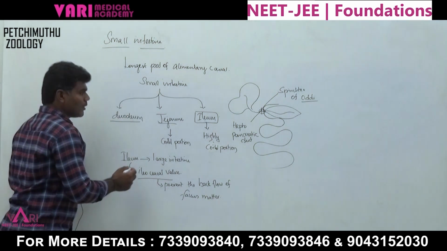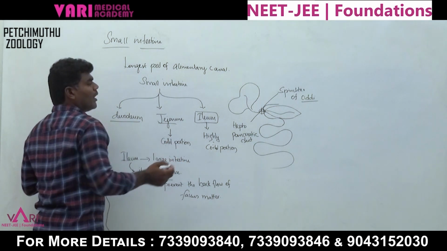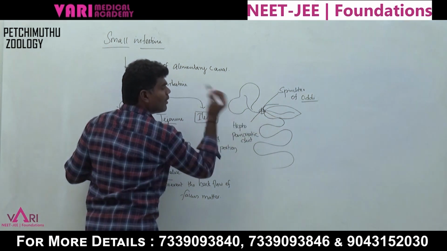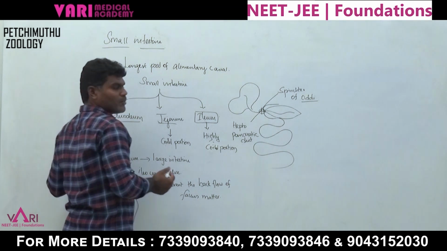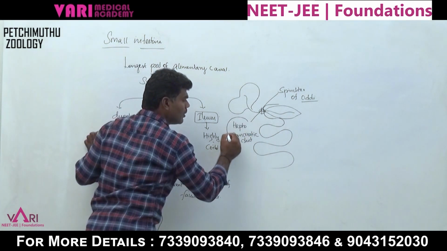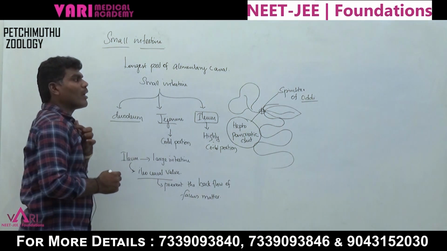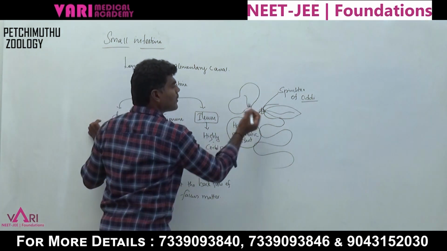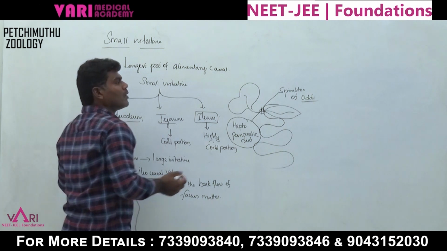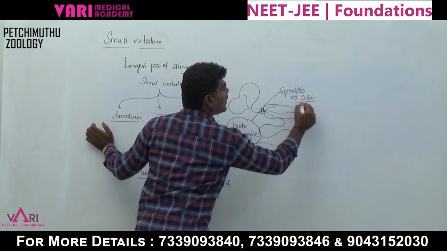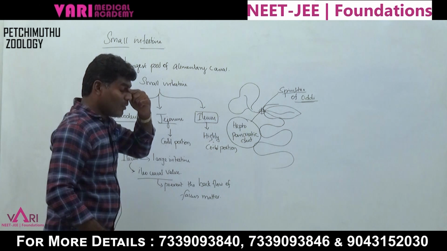Here, between the pancreas and liver, one duct is present, called the hepatopancreatic duct. And here one sphincter is present, called the sphincter of Oddi.